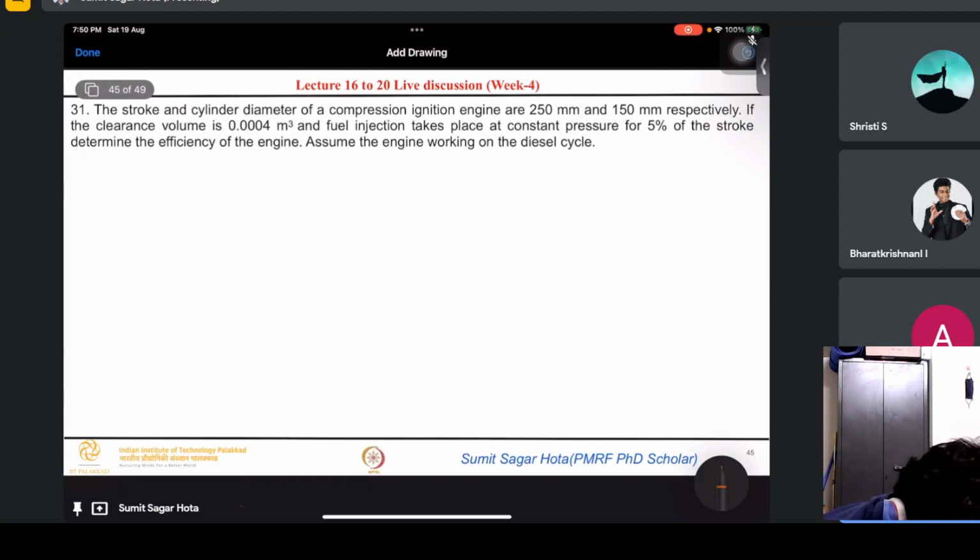The stroke and the cylinder diameter of a compression ignition engine are 250 mm and 150 mm respectively. If the clearance volume is 0.0004 meter cube and the fuel injection takes place at constant pressure for 5% of the stroke, determine the efficiency of the engine. Assume the engine working on the diesel cycle. Okay.